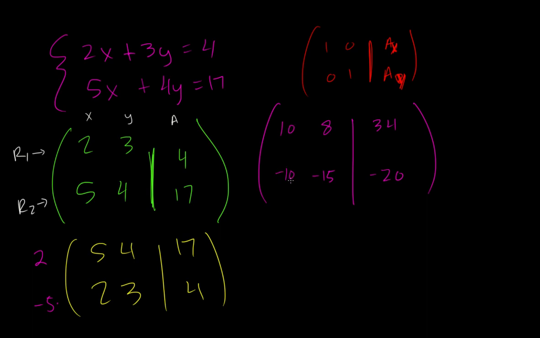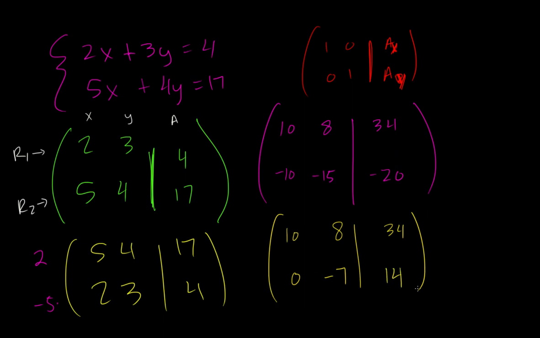Now if I just add rows together, I'm going to get a 0 in this first spot. Now when you add a row to another row, you only change the row you're adding to, and you only ever change one row at a time when we're doing an operation like this. So I'm going to add the top row to the bottom row. So what that does is it keeps my top row the same. And then if I do 10 plus -10, I get 0. If I do 8 plus -15, that's -7. If I do 34 plus -20, I get 14.